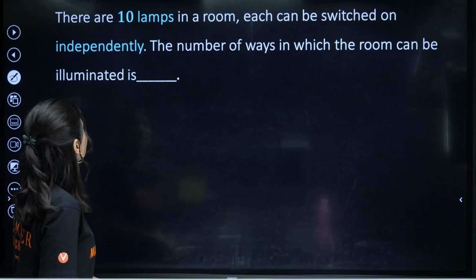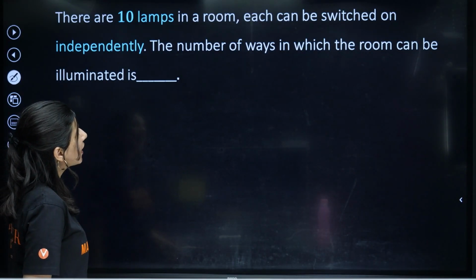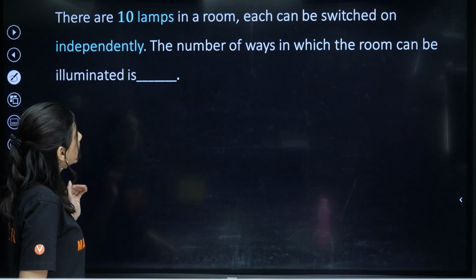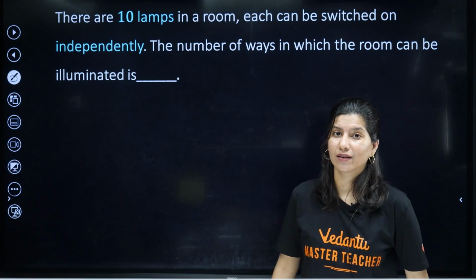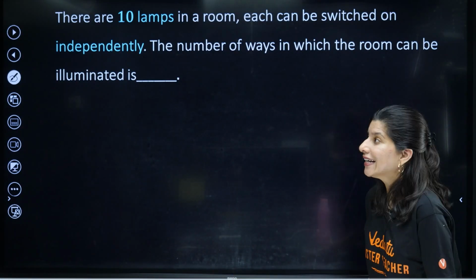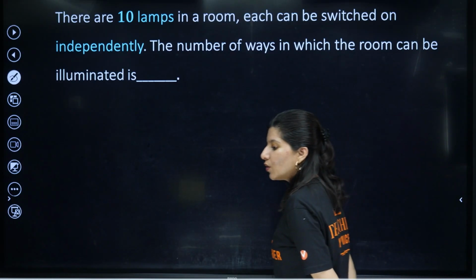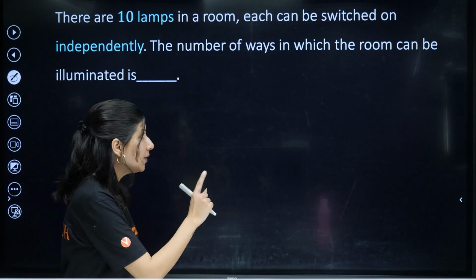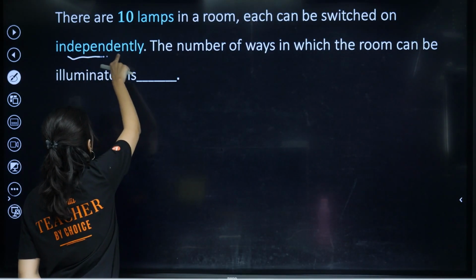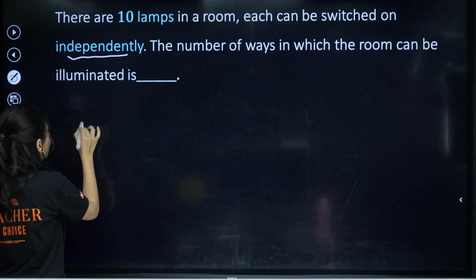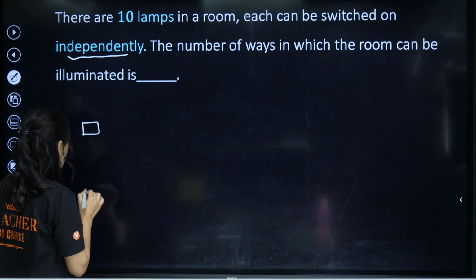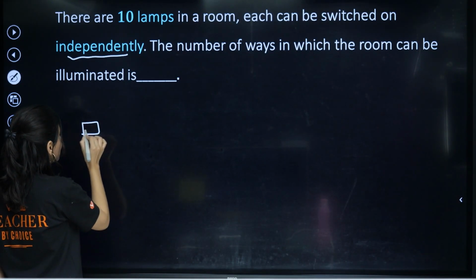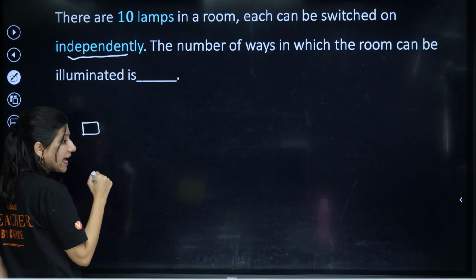Okay. So there are 10 lamps in a room. Each can be switched on independently. The number of ways in which the room can be illuminated. Okay, very good question. So there are 10 lamps. Okay. So a lamp independently, can you see? They have written independently. So let us see. This is the lamp. This lamp is having 2 options, either on or off, correct? So each lamp is having 2 options.